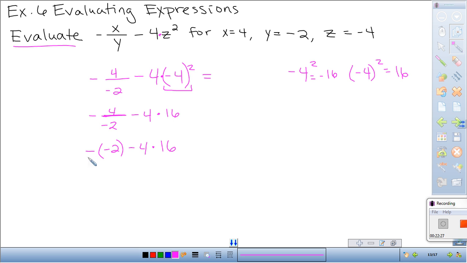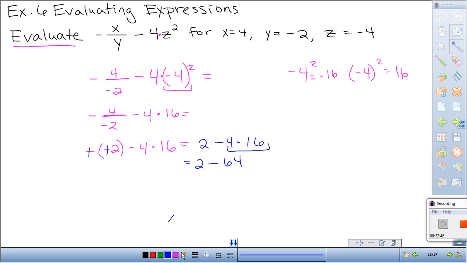Notice I kept this negative. Now we're going to deal with it. So it's the opposite of negative 2. Remember that a double negative creates a positive. So now I just have 2 minus 4 times 16. Now this looks much simpler. We'll apply PEMDAS: 4 times 16. So I have 2 minus 4 times 16, which is 64.